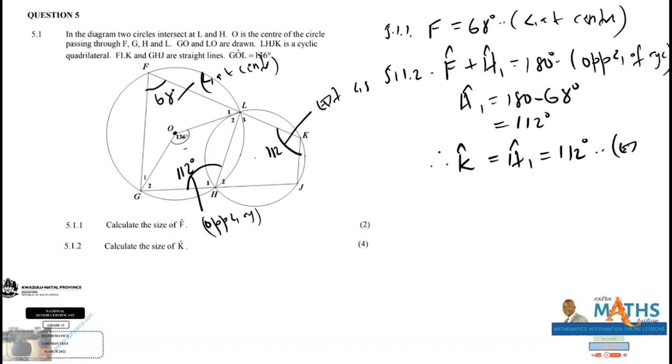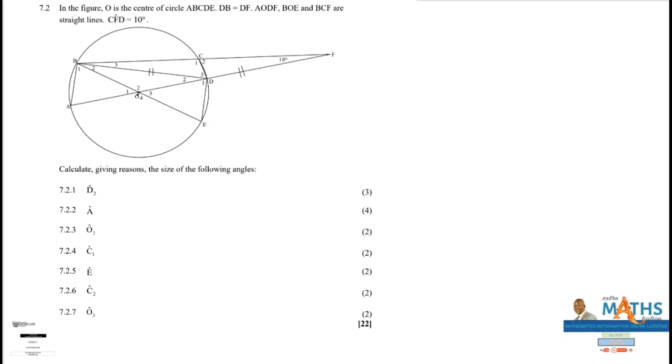Why are we saying so? Because it is an exterior angle of a cyclic quad. I hope you understood. If you didn't understand, make sure that you pause this video and try to make sense of it. Right, let us continue, guys. Let us look at 7.2.